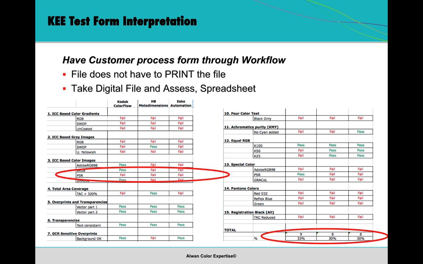And when you look at the overall number down on the bottom right, you can see ColorFlow had a 33% success ratio, and Meta Dimensions and ESKO had a 30% success ratio. So some of them handled some of these elements better than others. But all of them failed more than 67% of the objects, which is very typical. I see it every day. And these are objects that make it through to press and cause havoc, whether it's a digital press or a conventional press.